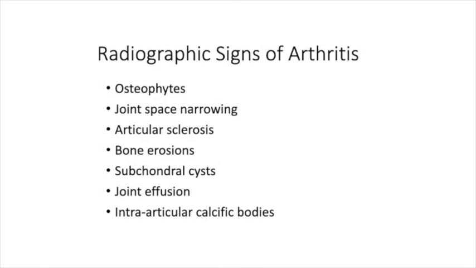Now let's talk very fast about arthritis. Arthritis, like the name says, is the inflammation of the joints. There are general radiographic signs of arthritis, such as osteophytes, joint space narrowing, articular sclerosis, bone erosions, subchondral cyst, joint fusion, and intra-articular calcified bodies.